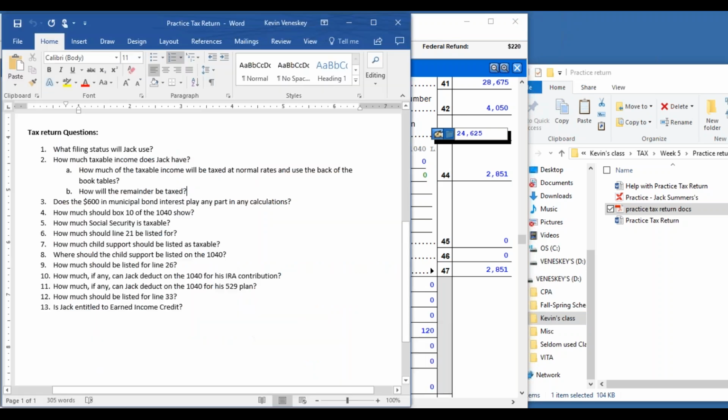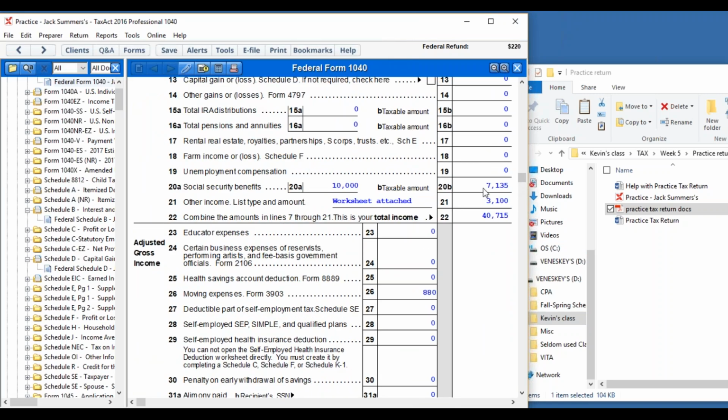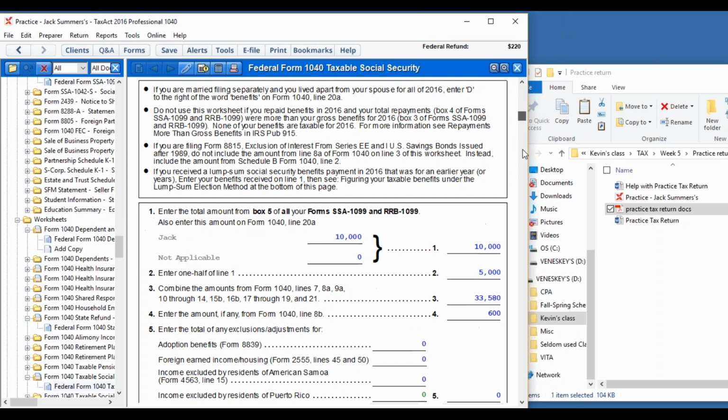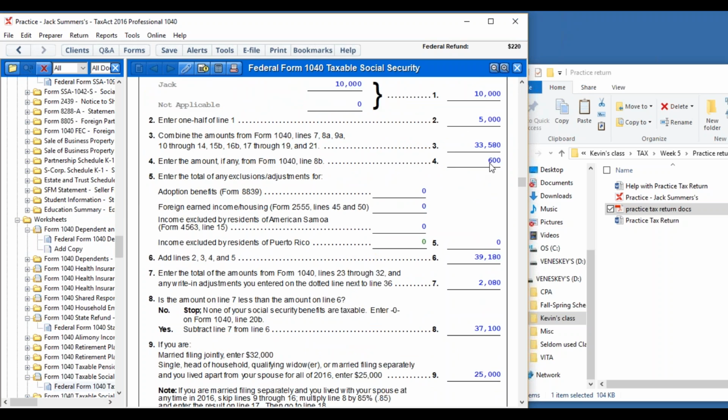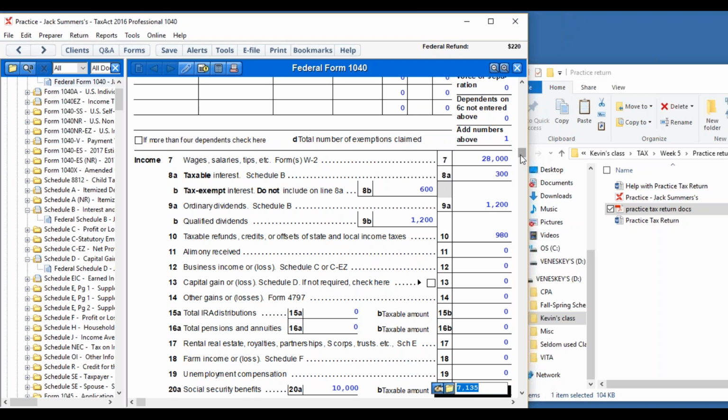Let's answer the rest of these questions. Does the $600 tax-exempt bond interest play any part in any calculations? The answer is yes, it does play a part, and I'll show you where. If you remember back to a lecture last week, it plays a part in our Social Security calculations. The $600 right here is where it went into play. They added in the amount, if any, from the 1040 line 8b, which is your tax-exempt interest. So it was important that we had that in there.